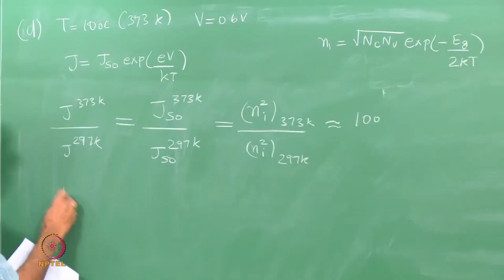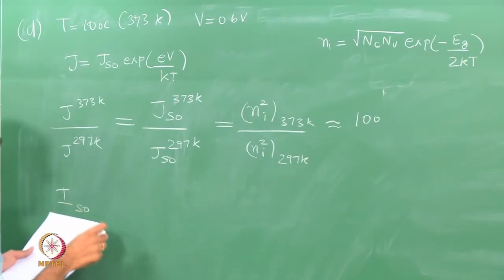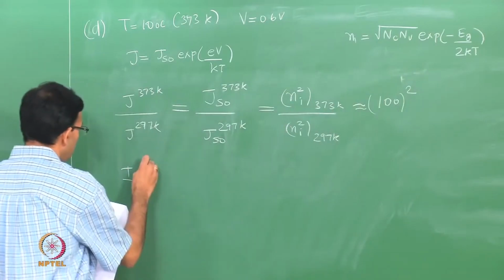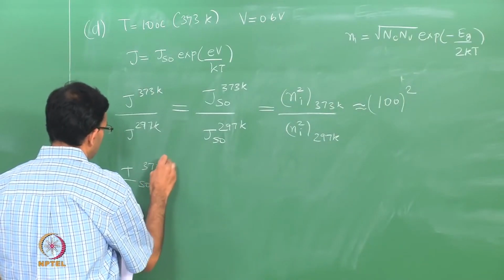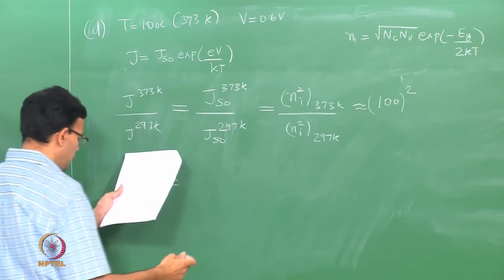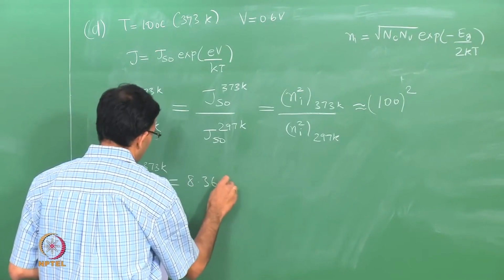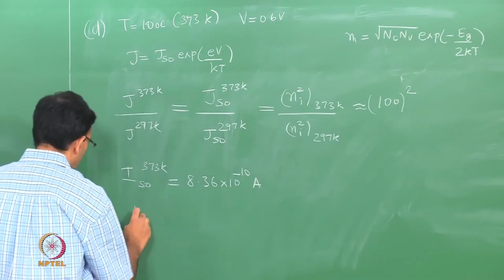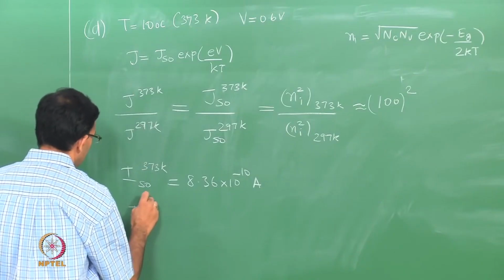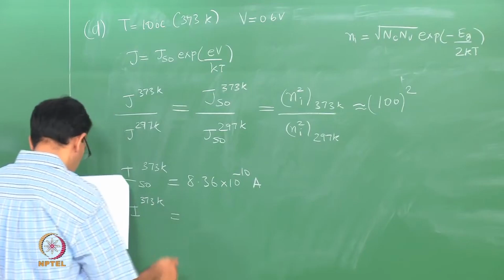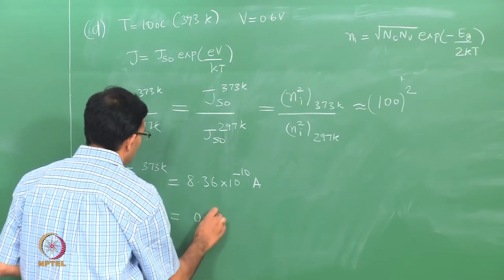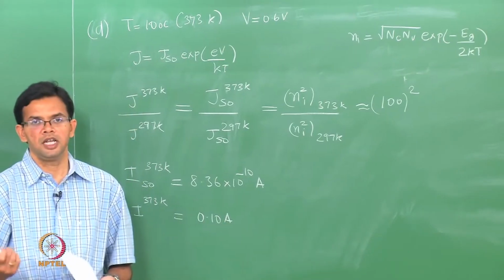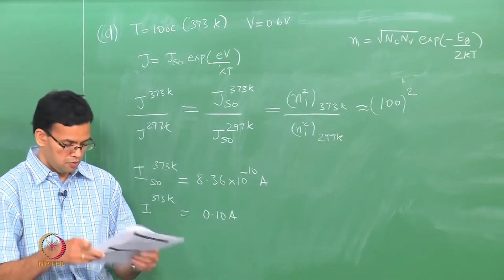So, the new value of I s naught is 100 squared times the old value. Let me write down the final answer: the new I s naught at 373 Kelvin is 8.36 times 10 to the minus 10, and the current I at 373 Kelvin is 0.10 amps. So, the current essentially increases by 4 orders of magnitude.